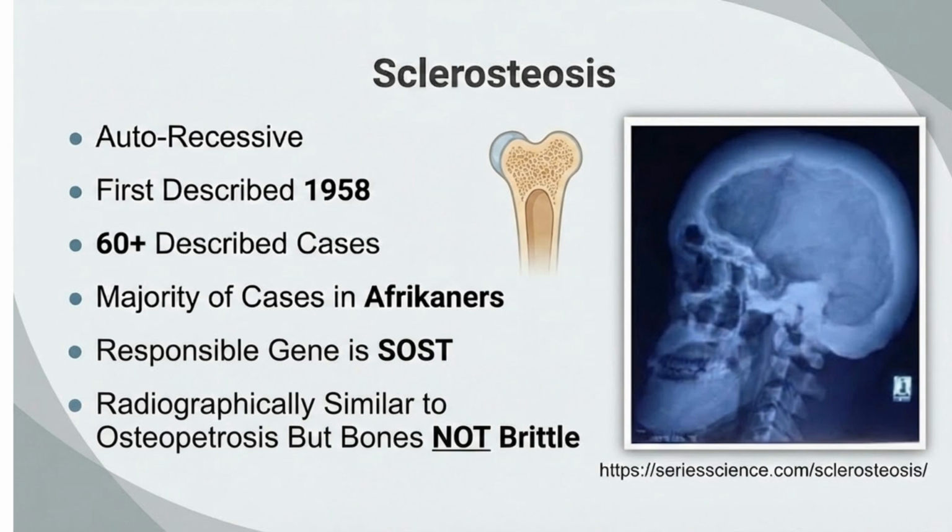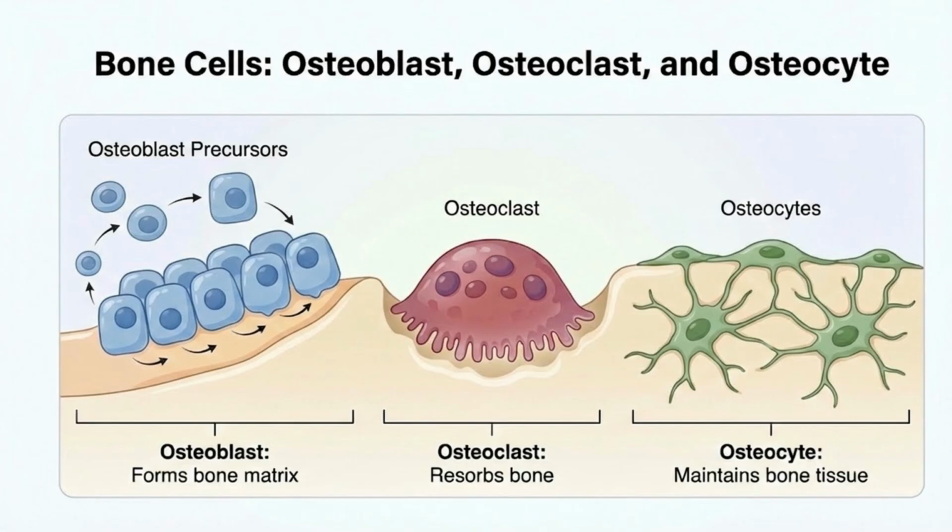Sclerostosis is an autosomal recessive disorder, first described in 1958. It involves the SOST gene and is radiographically similar to osteopetrosis, but the bones are not brittle. Sclerostosis is caused by a mutation which leads to the loss of function or complete absence of sclerostin. To understand the role of sclerostin, we have to review bone formation.